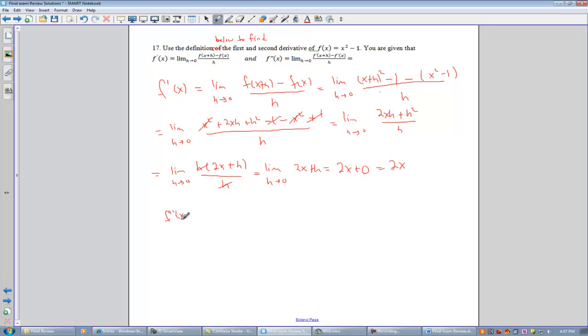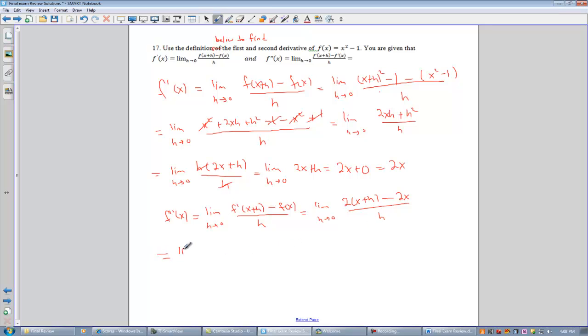f double prime of x is equal to, again, we just copy down the definition, the limit as h goes to 0. Instead of f of x plus h, you have f prime of x plus h minus f prime of x, divided by h. And so this is equal to, do what it says, so we write down the limit as h goes to 0. And where I have f prime of x, which is 2x, I plug in an x plus h. So I get 2 times x plus h, because f prime of x says whatever is inside here, multiply it by 2. So I multiply whatever's inside here by 2, and I take off f prime of x, which was 2x, all divided by h.